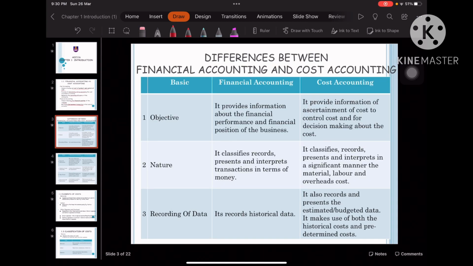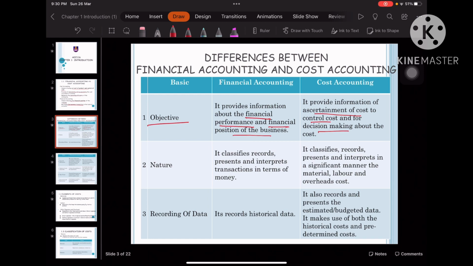Now we would like to see the difference between financial accounting and cost accounting. Number one is based on their objective. Financial accounting provides the financial performance and the financial position of the business, whether they are making a profit or not. But cost accounting is to ascertain and determine the cost, and then control the cost in order to make decisions.